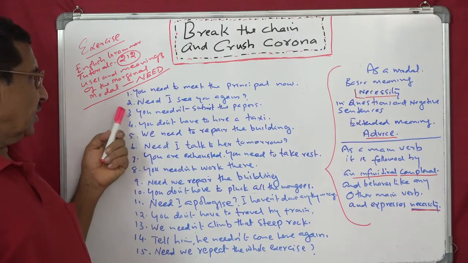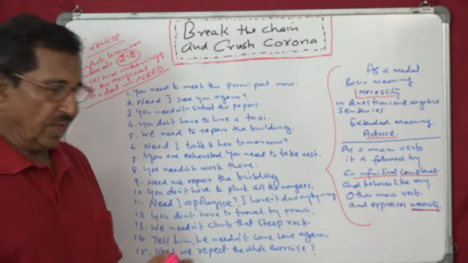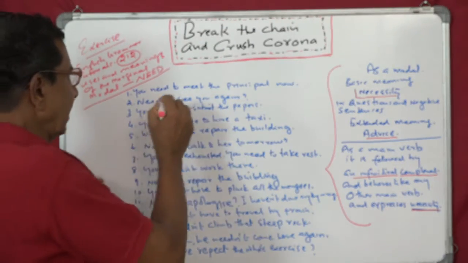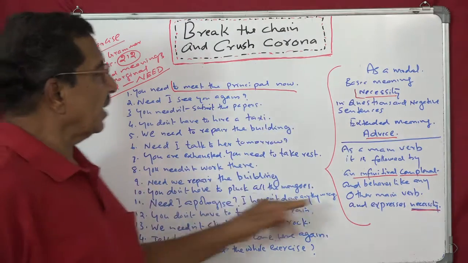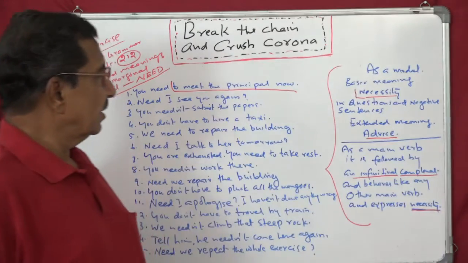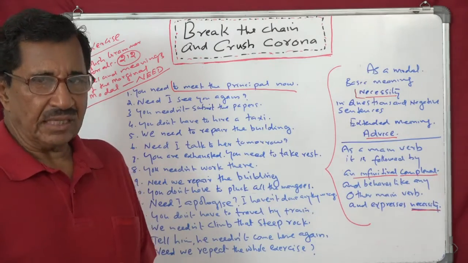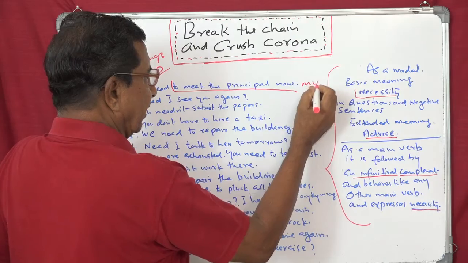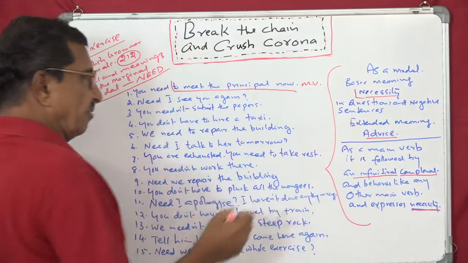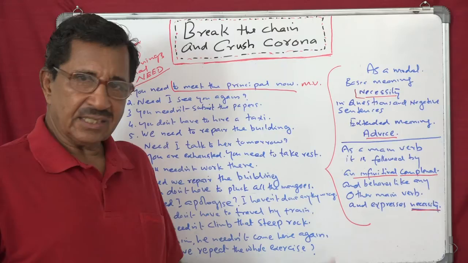Now you begin like this. First one is, you need to meet the principal now. You can see here, you need, and then afterwards you have an infinitival complement. So that means it is used as a main verb, MV, meaning necessity.